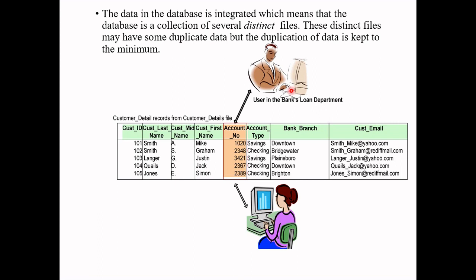Okay, next, see here, the data in the database is integrated, which means the data is a collection of several distinct files. These distinct files may have some duplicate data, but the duplication of data is kept to a minimum. See here, we have one table, in which we have an account number. Two different people, a user from the loan department and a user from the customer department, are both using the same data. So this is data used by two different persons for different purposes.